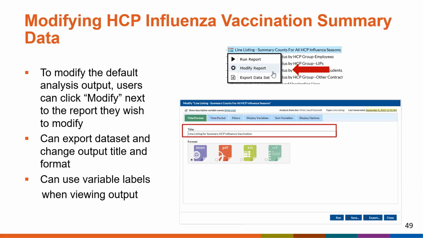For users wishing to modify the default analysis output, they can click Modify next to the report they wish to modify. The modify function can be used to view several options. The user can export the data set into various analysis softwares, such as Excel and SAS, change the title of a modified output for later use, and change the format of the output so it can be viewed in a PDF or HTML format.